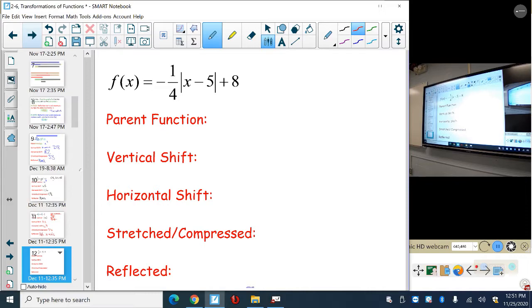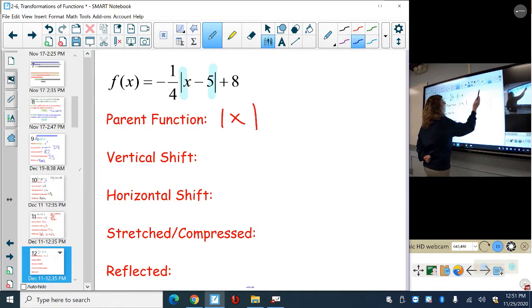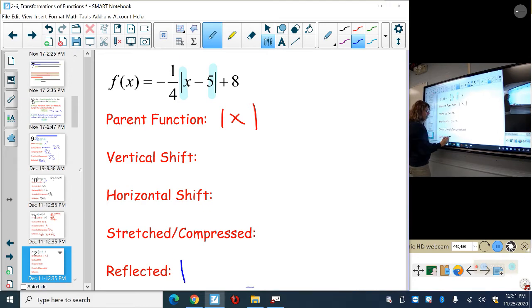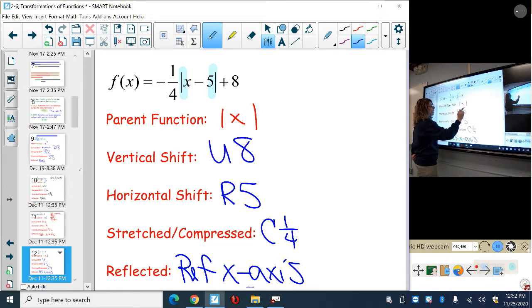One more time. Parent function, it's what I have right there. That's the absolute value of x. Okay? So the negative means it's reflected and it's on the outside, so it's reflected over the x-axis. The 1/4 means it is a compress because it's a fraction. The -5 means it's going to the right 5, and the +8 means it's going up 8. Okay?